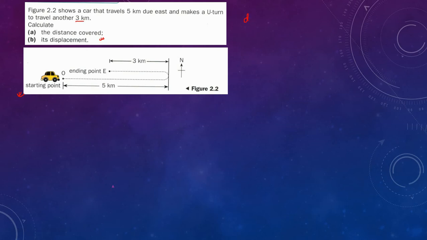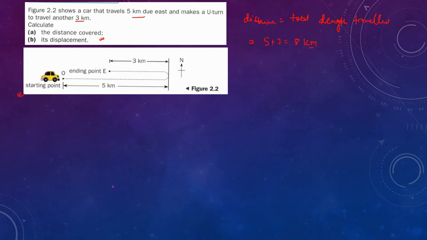Just now I told you the distance formula. Distance is the total distance traveled by a moving object, the total path or total length traveled. So how much has it traveled here? If you look at this picture, they are saying it is 5 meters due east and 3 meters, so it's just 5 plus 3, which is equal to 8 meters.